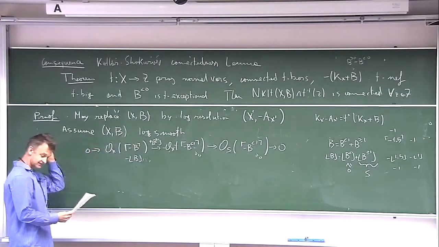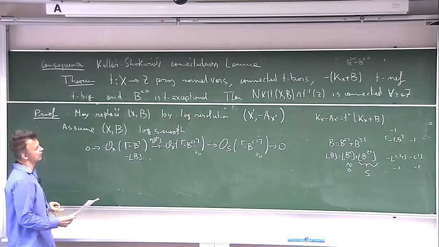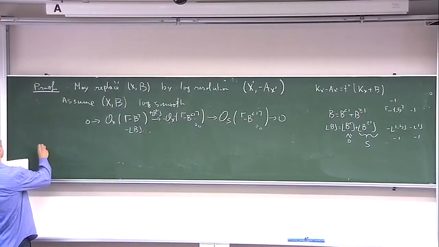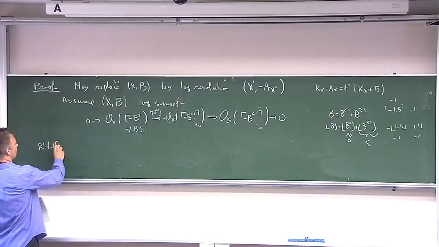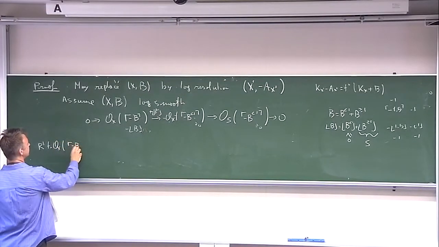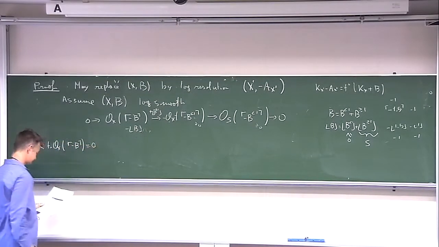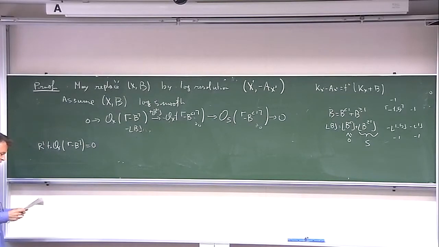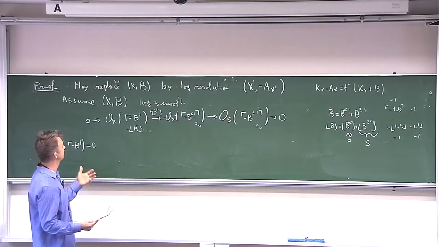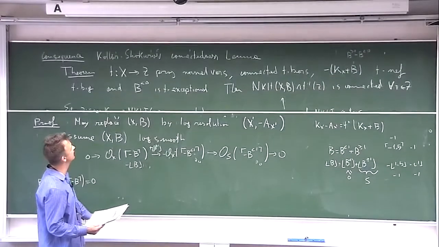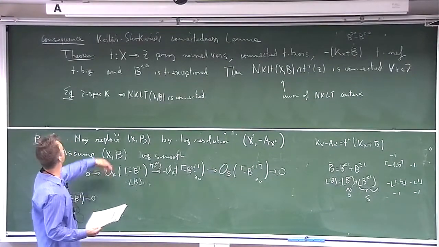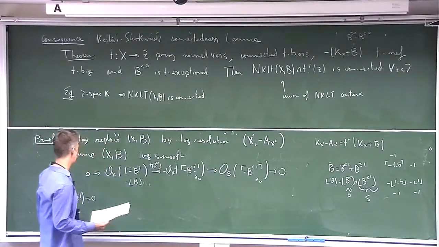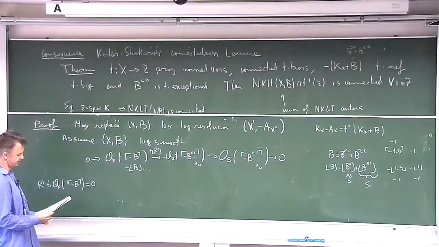OK, now that you have this exact sequence, you're ready to read off the whole thing. So the claim is that R1 F low star of OX minus B is equal to 0. So why is that? We're supposed to apply Kawamata-Viehweg vanishing. So I'm supposed to view this as something KLT plus something FNF and F big. The FNF and F big thing has to be, where did I write it? Has to be my minus kx plus b, right?